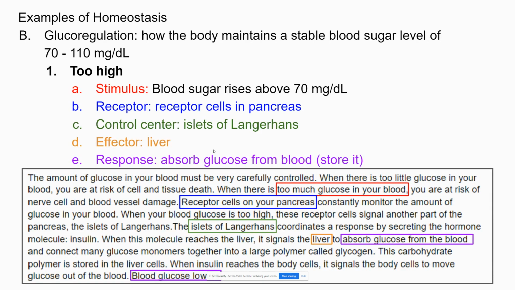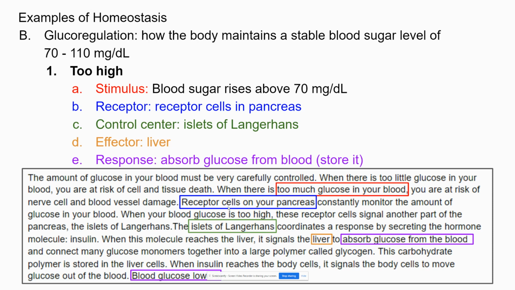Okay, here are the answers. So when your blood glucose level increases, it gets too high or it's moving away from the set point, increasing above it, that is the stimulus. So I already gave that one to you. The receptor is what is detecting this rise in blood glucose level. So in this case, it was the receptor cells on the pancreas. Those are the first things that detect this change. They are going to communicate to the next organ. In this case, it's still within the pancreas, but we're looking at a different region of the pancreas.